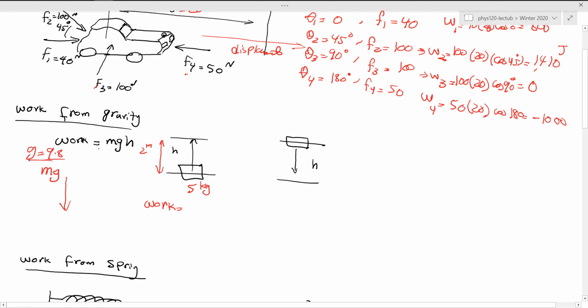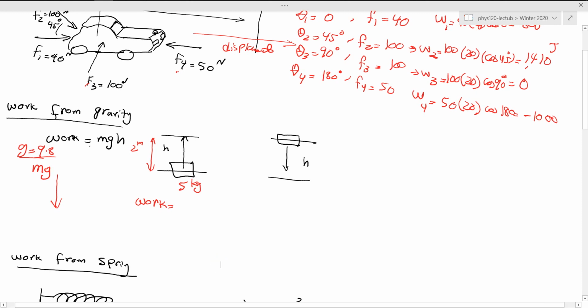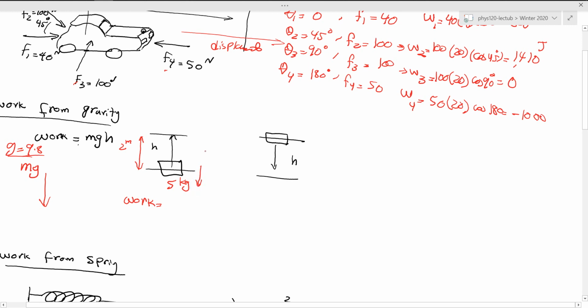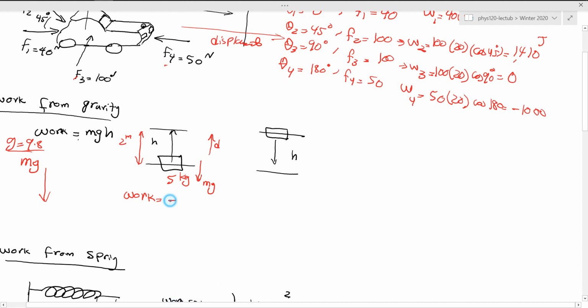In this case, the work that you are doing is negative, because your displacement is up, but the mg is down. You see, displacement is this way, mg is this way. So this will create a negative work. So your answer will be equal to minus 5 times 9.81 times 2. The reason it is minus is because of their opposite direction.